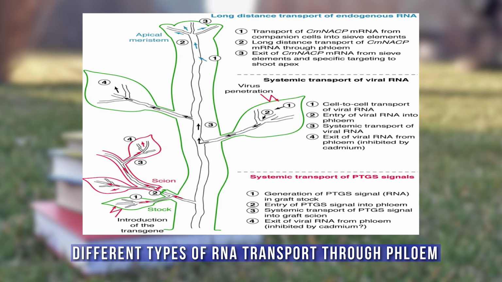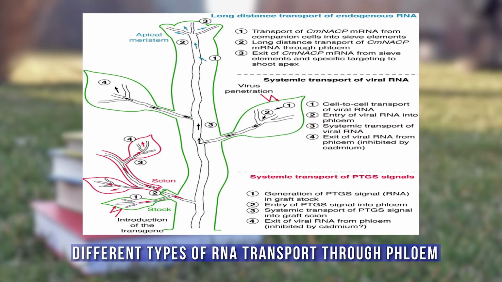It can also be the transport of the PTGS or post-transcriptional gene silencing. Now let us talk about the first one, that is the long distance transport of endogenous RNA. Here that particular mRNA from companion cell will get into the sieve element, like the CmNACP, and this CmNACP mRNA will go along the sieve tube. In a distant cell it is expressed and there will be specific protein synthesis. This is occurring in majority of the plants.